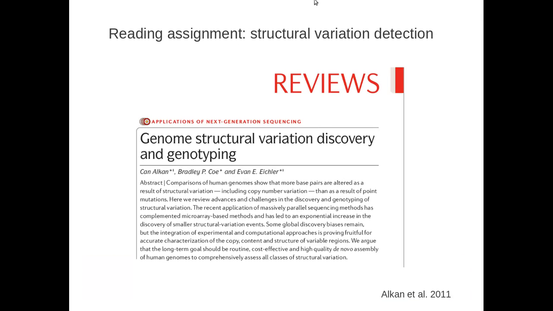I just wanted to briefly mention that I have a required reading for you this week. This is a Nature Genetics review on structural variant discovery and genotyping, the Alkan et al. paper that's now on the course site, the Blackboard website. I'd like you to download it and pay particular attention to the sections on short read next generation sequence analysis, because there are a couple of sections on historical methods which are important to know, and I'll be touching on some of those later in the lecture.